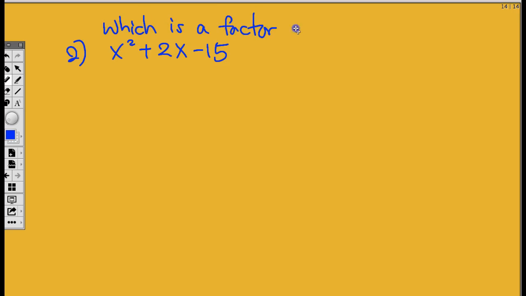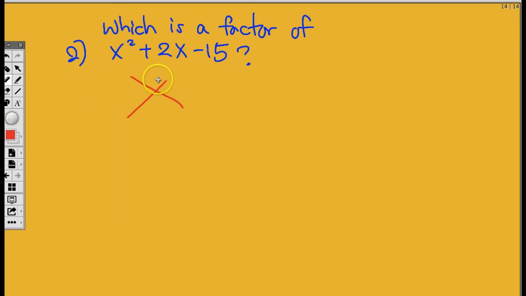So now let's try and solve this together. It says, which is a factor of x squared plus 2x minus 15. Now don't forget the English, okay? It says, which is a factor of, and then it gives you that question. So whenever you see the word factor, what you gotta do is start off with the big X. And we did this so many times and most of you are already really good at this, okay?